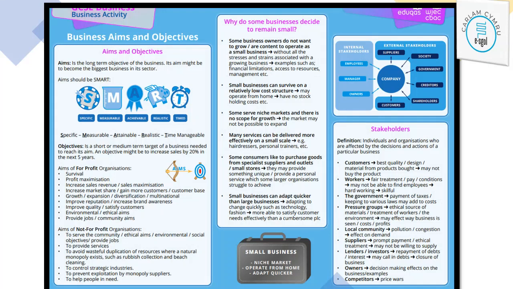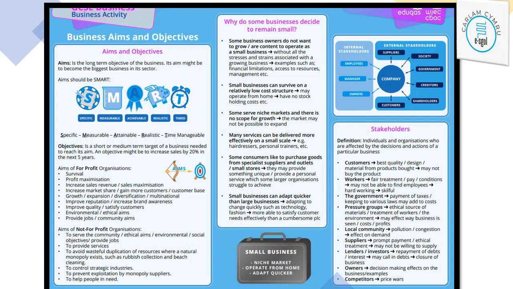It could be increased sales and revenue. It could be increased market share. Your market share is what control you have of the sales within that particular market. Growth and expansion: maybe you want to turn into a franchise potentially. Now, franchising isn't going to be in your exam because it's been taken out of the spec, but that is one way a business can grow.